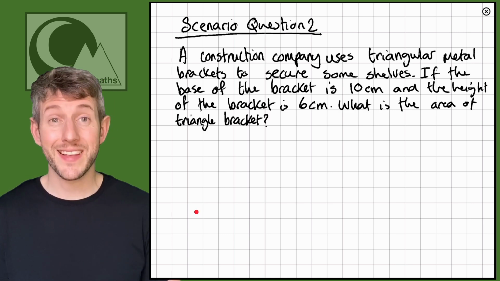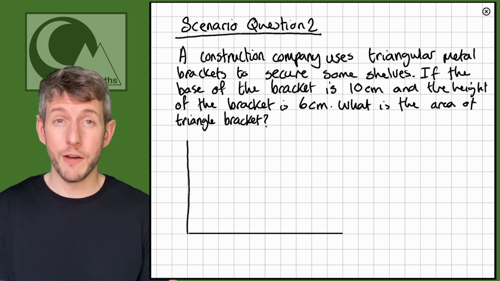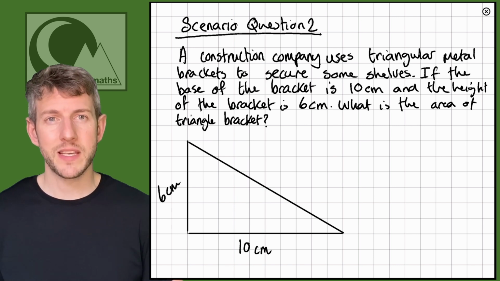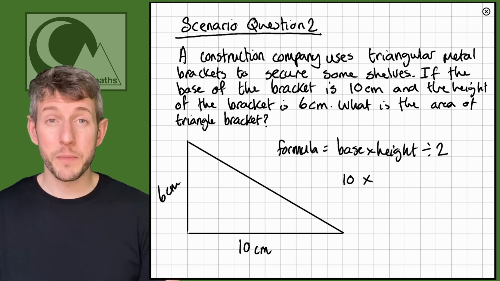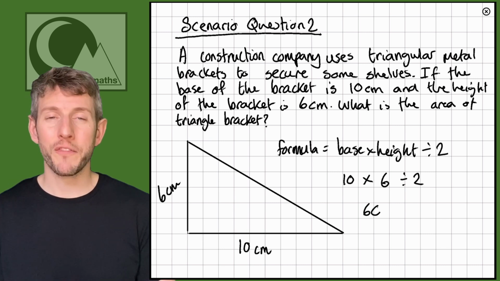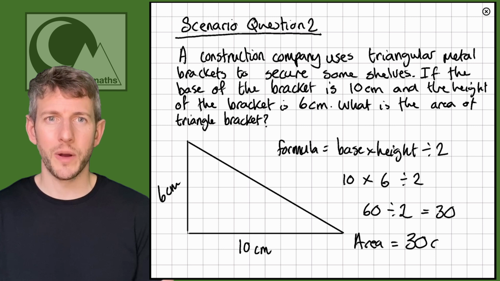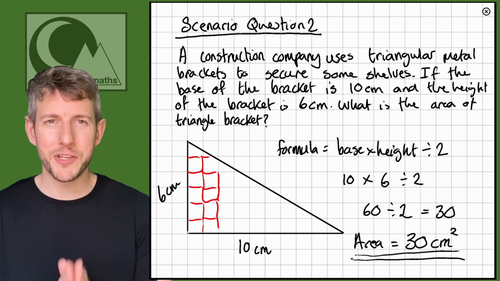So the base is 10 centimeters, the height is 6 centimeters. So therefore we just need to use our formula. Base times height divided by 2, 10 times 6 divided by 2. 10 times 6 is 60. 60 divided by 2 is 30. So the area of this triangular bracket would be 30 centimeters squared. So remember, that's squared. It's very important. Areas are measured in squares.